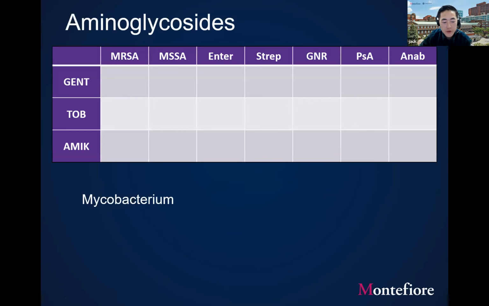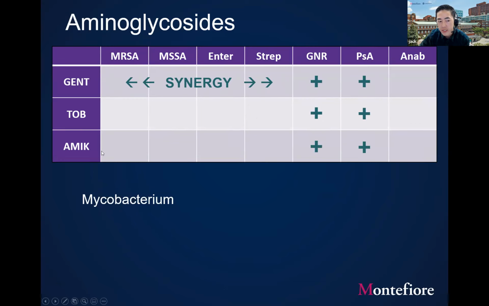So in terms of coverage, Gent typically is the only agent we use for synergy. So MRSA, MSSA, Enterococcus, strep, they all can get Gent. In terms of its intrinsic coverage, it's strictly limited to gram-negatives and Pseudomonas. Tobramycin is pretty much Gent without the synergy, and then amikacin is kind of similar to these two. They also cover Mycobacterium, so sometimes if you have an NTM infection, you may see it used.